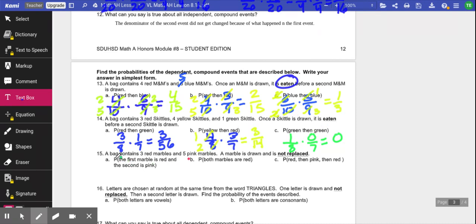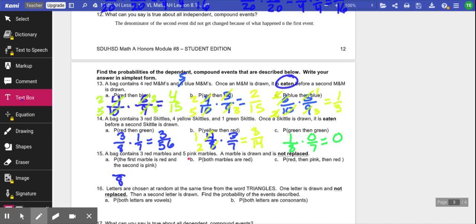Okay, so next one. A bag contains 3 red marbles and 5 pink marbles. The marble is drawn and is not replaced. I can't eat, well, I shouldn't eat the marbles. So instead of saying eaten, it says not replaced. But that's the same type of problem. So the first marble is red, so I have to pay attention. How many marbles in the bag? I got 3 plus 5, so there are 8 marbles in the bag.